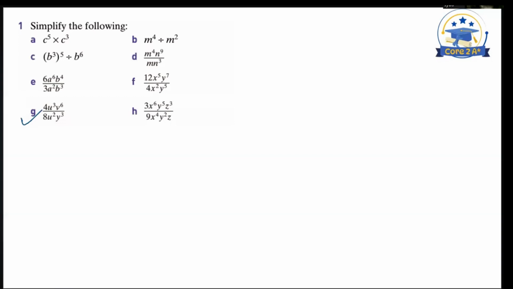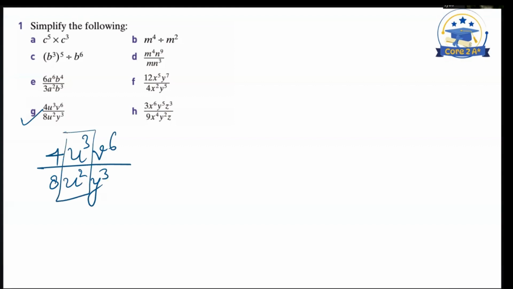Let's solve question number G. I think you can solve A, B, C, D, E, F on your own. If you can't, let me know. So today we are going to solve G. What is the question? 4 u cube v to the power 6 over 8 u square y cube. Okay, same base. Who has the same base? U and U, right? Can you see this? U and U both have the same base.